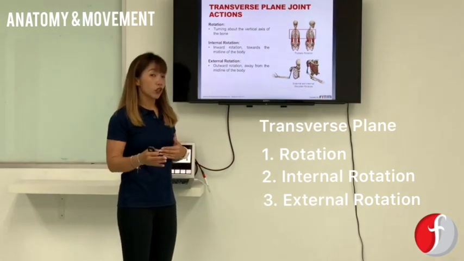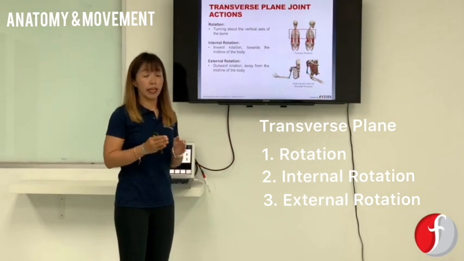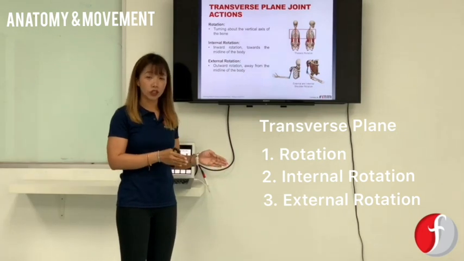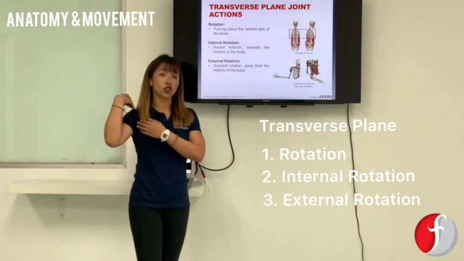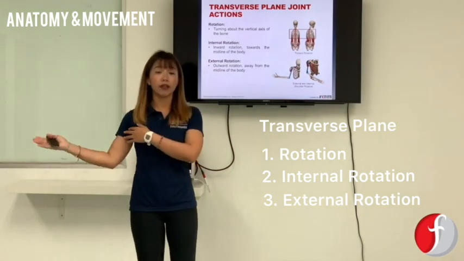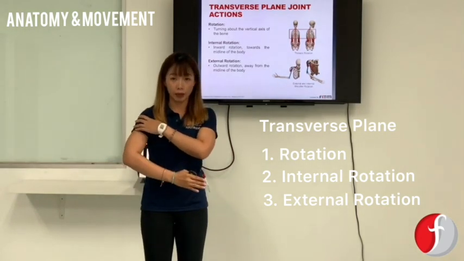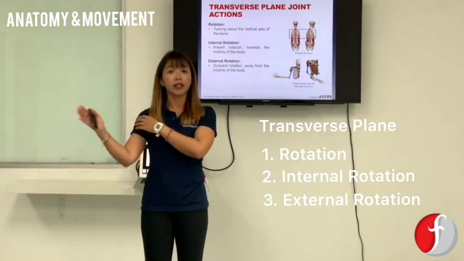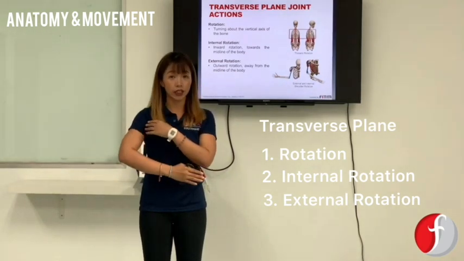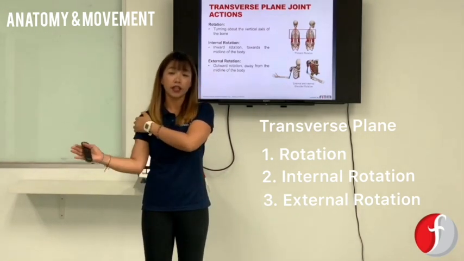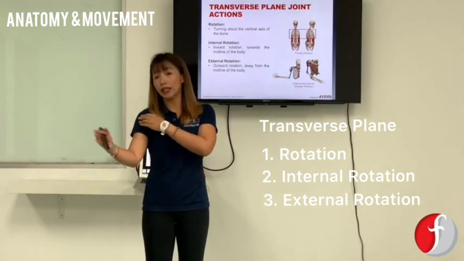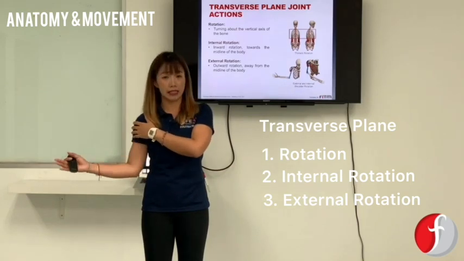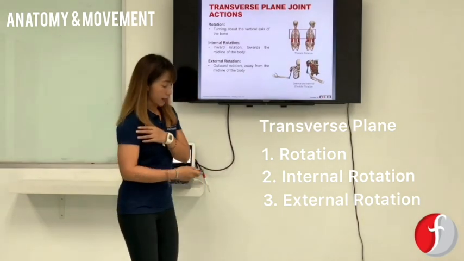Now, when we look at rotation, we can look at it in two ways. It can be either an internal rotation or an external rotation. So let's look at the shoulder joint, for example. If I were to move it towards the medial part of my body, this is going to be called an internal rotation. You see on my shoulder joint here, it moves this way. That's an internal rotation. If I move it the other way, that's going to be called external rotation.